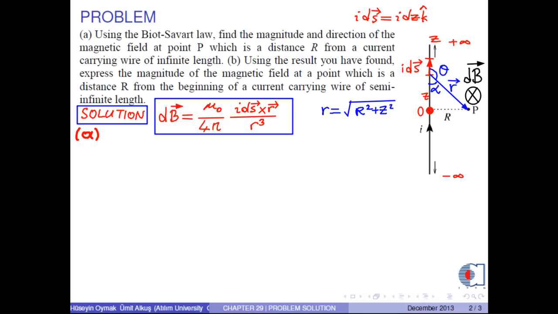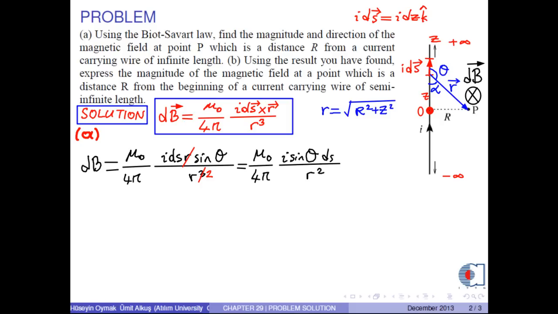The magnitude of the magnetic field is mu0 over 4 pi times I times ds times r times sine theta over r cubed. Because of the cross product ds cross r, one r cancels. Therefore, we have mu0 over 4 pi times I times sine theta ds over r squared. We know that ds is dz. As a result, dB equals mu0 over 4 pi times I times sine theta times dz over r squared.